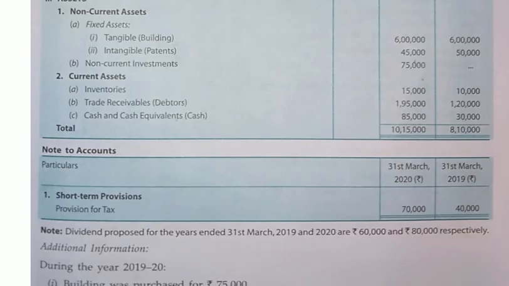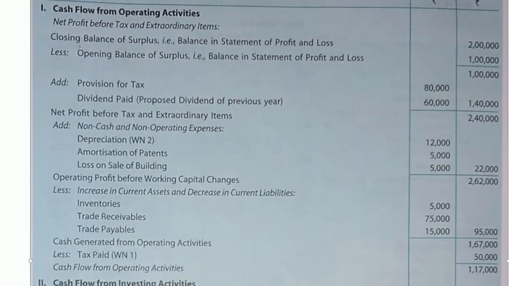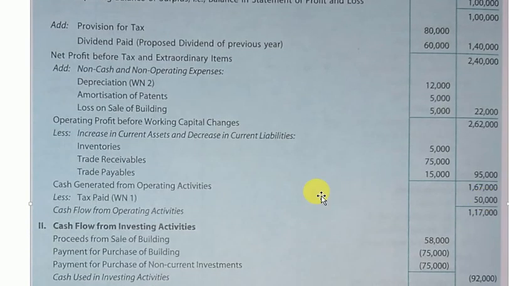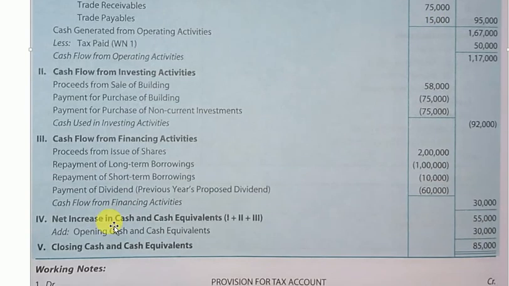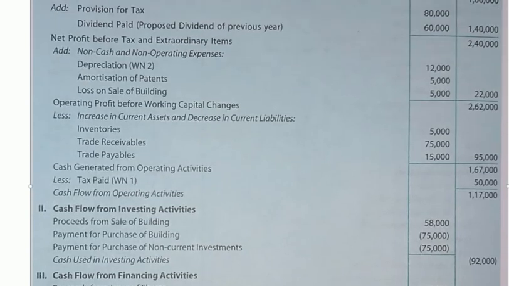So let us see in the solution the amount written for trade receivables. Trade receivables is also subtracted, 75,000. And as I was telling you, the cash and cash equivalent of previous year 30,000 will be point number 5. Add opening cash and cash equivalent, that is beginning of the year, 30,000. So all postings done. Let us discuss the final answer of operating activity and financing, because we've already discussed investing.